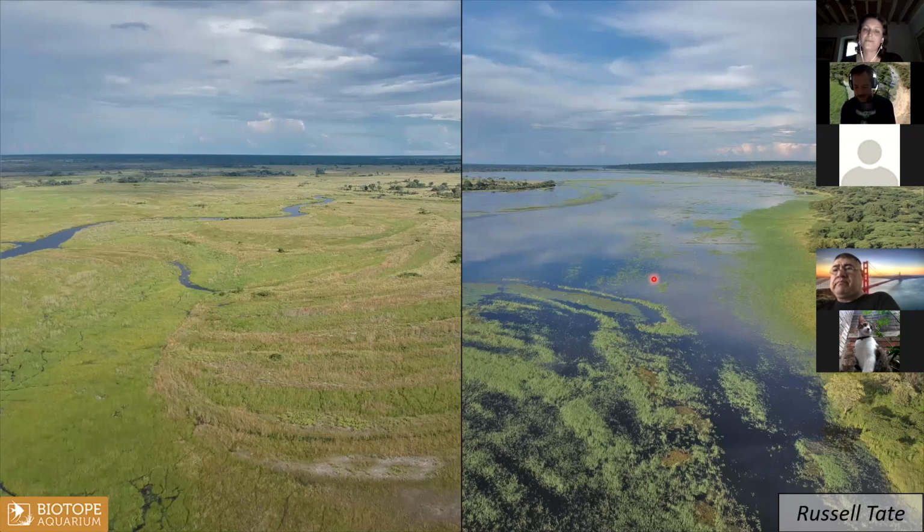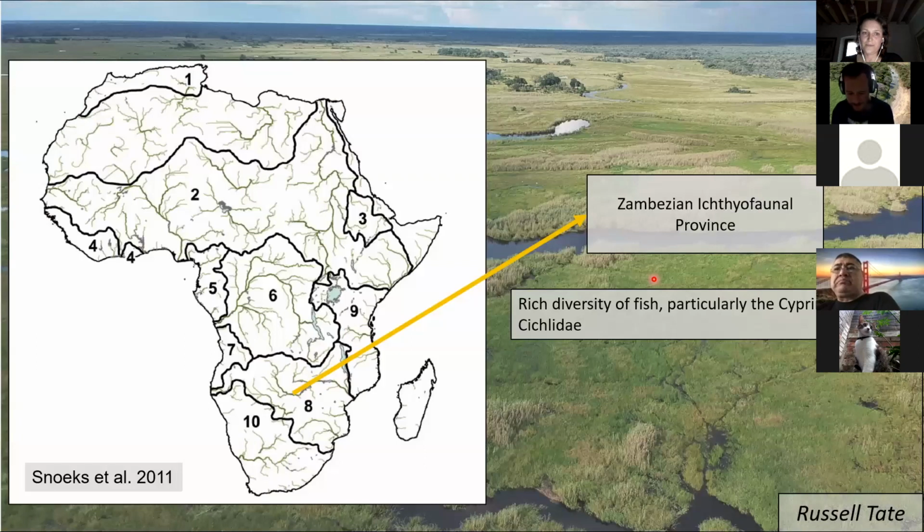Just to touch on before we get more into the fish, where are we? We're in the Zambezian ecological province. That's this big one, number 8. And as I've said, there's some influence from the Congo Basin, and this kind of fauna goes all the way into South Africa as well. So a really rich diversity of fish, lots of cyprinids and lots of cichlids, which we'll hopefully get through.